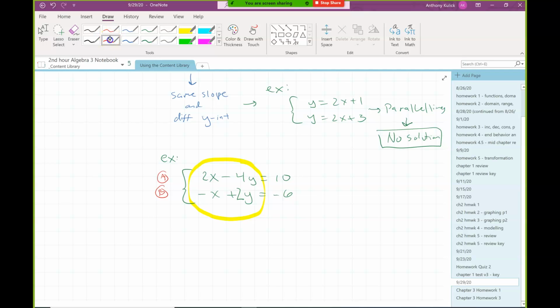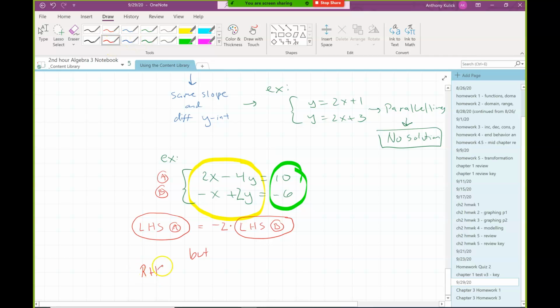So here's the idea. I notice that the left-hand side of A is equal to -2 times the left-hand side of B. But the right-hand side of A is not equal to -2 times the right-hand side of B.